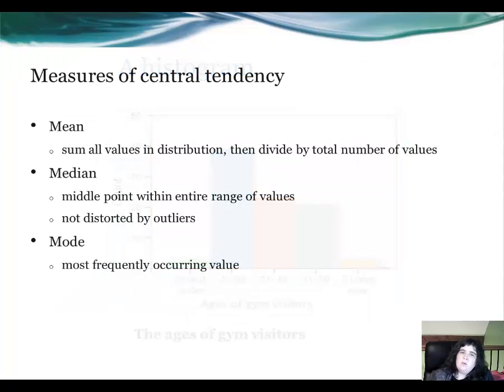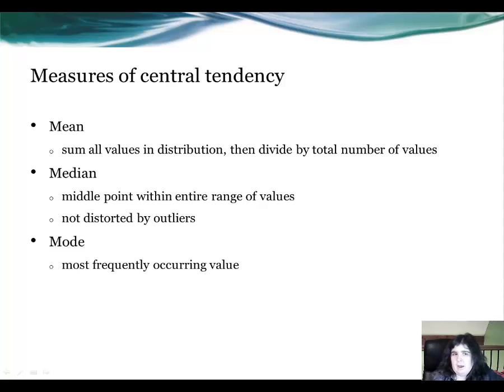In statistics, you have the measures of central tendency, and we have what's known as the mean, median, and mode. The mode is the most frequently occurring value. The median is the middle point within the entire range of the values. And the mean is the sum of all values in the distribution, then divided by the total number of values. In statistics, the mean would be the most common measurement to be used.